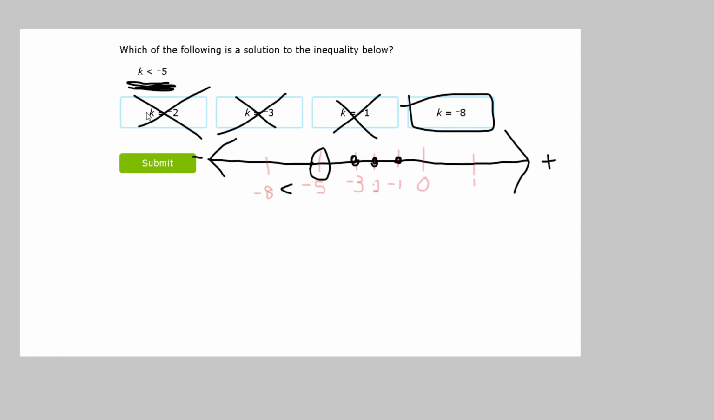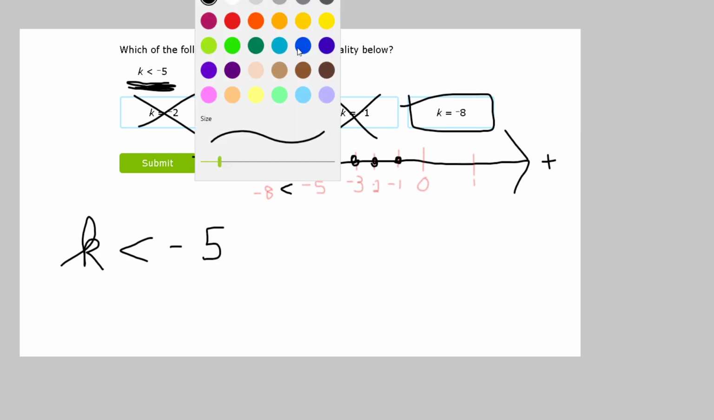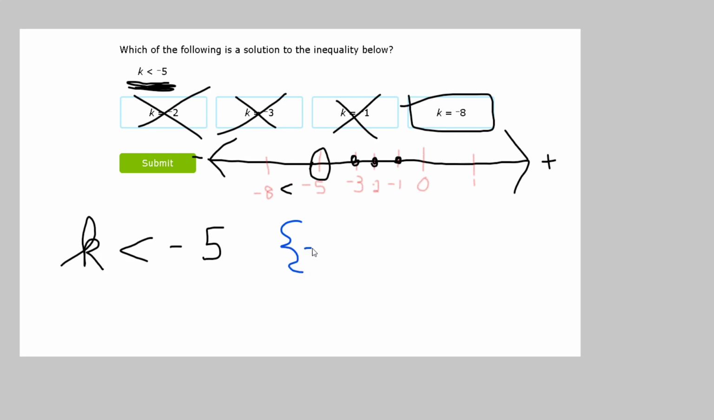And we were looking for numbers that we could plug in for that. So that doesn't mean it's the only answer, though. There's a lot of numbers less than negative 5, right? So for k less than negative 5, well, like I said, there's infinite answers. Maybe negative a million. I'm not going to write that out, but let's do negative 100, negative 8, negative 5.1, and so on. Right? There's many different numbers you can put in here. These are just some examples.